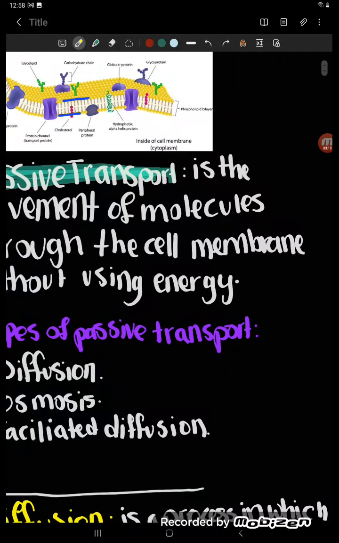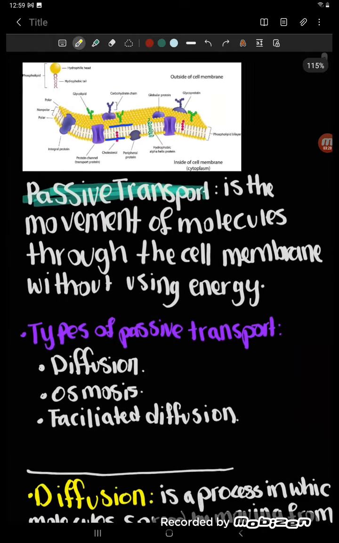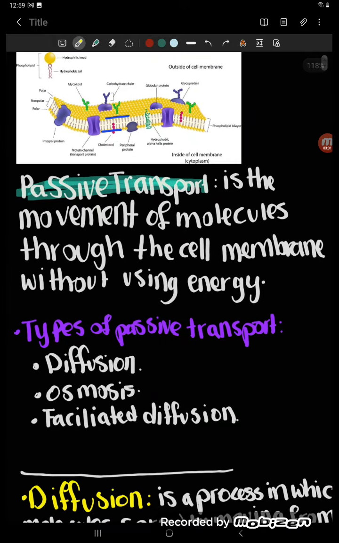Okay, but it's also important to mention that passive transport is the movement of molecules from high concentration to low concentration. So, like I said, there are three types of passive transport: diffusion, osmosis, and facilitated diffusion. The similarities between these three are that they're all from high concentration to low concentration, they do not require energy, and they're all types of passive transport.